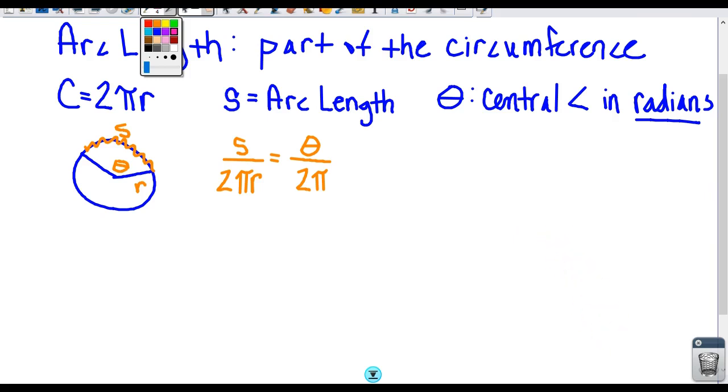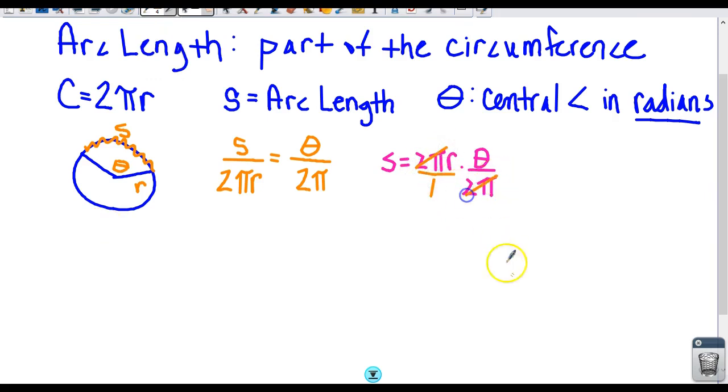Okay, so the part that I want first. Then I'm going to get S equals 2 pi r times theta over 2 pi, right? So what happens here? Anything cancel out? The 2 pi's, right? So I can think about this over 1 if that's necessary. 2 pi cancels out with 2 pi. So you just get that the arc length is equal to r theta. Radius times the angle in radians is your arc length, okay? That's your arc length formula.